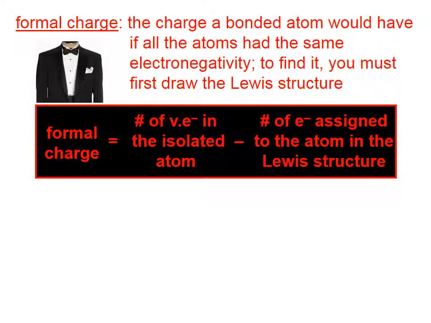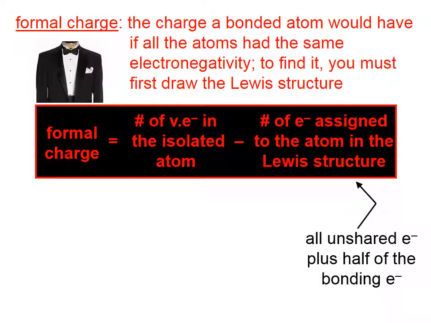Here's how you find the formal charge on an atom. You take the number of valence electrons in that isolated atom, and we find that number just by looking at the periodic table and deciding how many valence electrons an atom has. And then we subtract off the number of electrons that are assigned to the atom in our Lewis structure. The number of assigned electrons is, as I've written down here in the lower right, all of the unshared electrons that are on that atom and half of the bonding electrons. We'll illustrate this on the next slide.